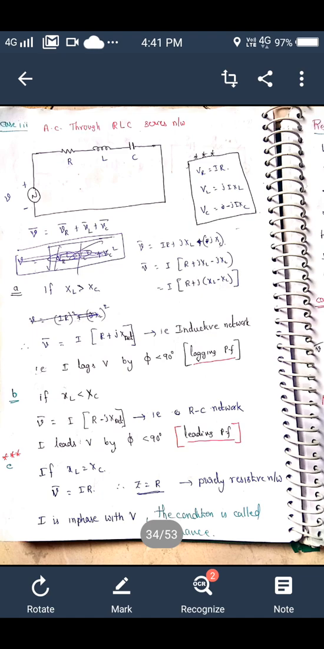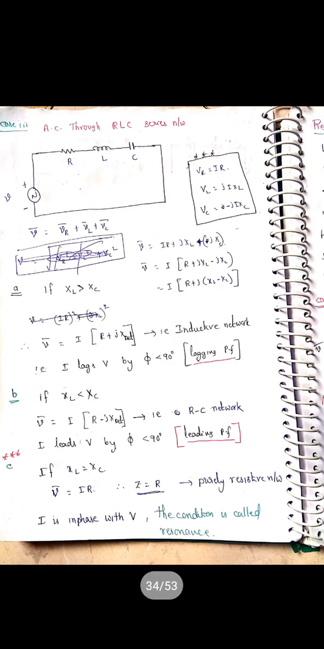For the inductor and capacitor, the angular velocity is omega in both cases. That's why we can say those two have the same frequency, because they exist because of the supply frequency. That's why VL and VC are in phase opposition. So this expression we can write as V is equal to I into (R plus jXL minus jXC), that is V is equal to I into (R plus j(XL minus XC)). If we assume V is equal to I into Z, then Z is equal to R plus j(XL minus XC).